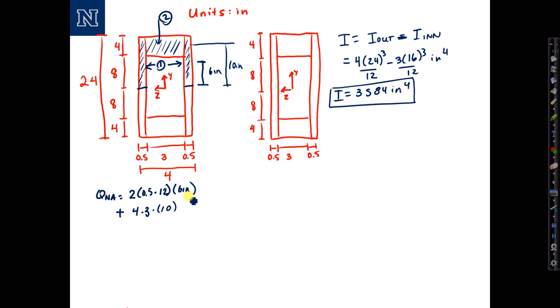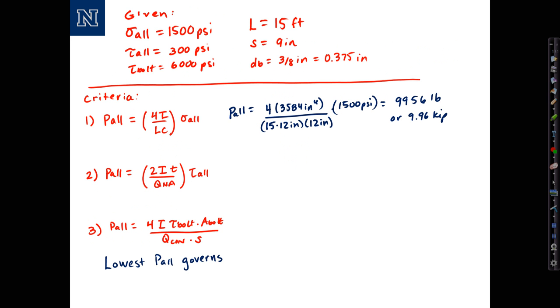Sorry, I put inconsistent units here, but notice that the areas are in inches squared times the centroids in inches, so I get total units of inches cubed, and this computes to 192 inches cubed. So that's Q for the neutral axis. Okay, return to the previous slide where we're doing the calculations.